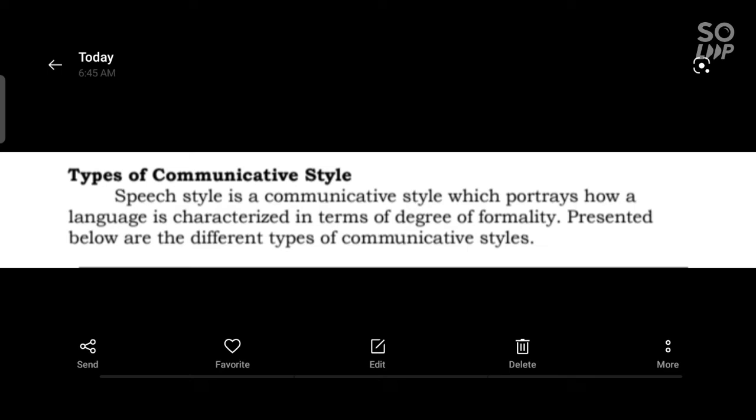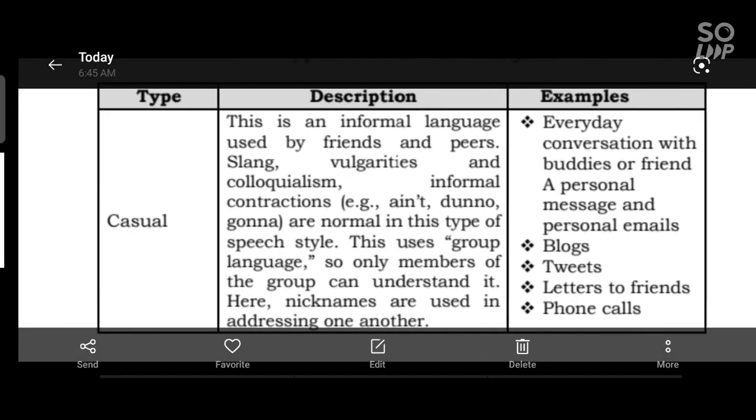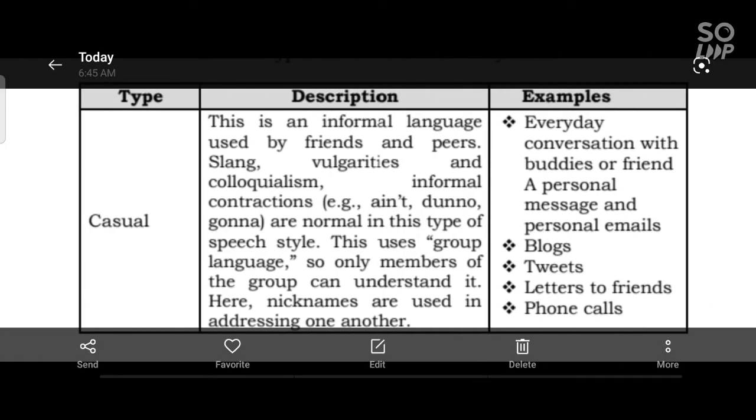So again, formality. Gaano ka ka-formal makipag-usap sa isang tao? So we can classify those on different types. So let's proceed on the different types of communicative styles. The first one is casual. When we say casual, this is an informal language used by friends and peers.